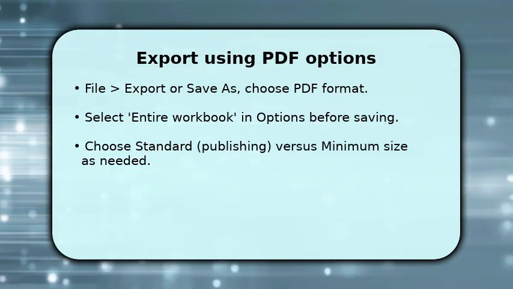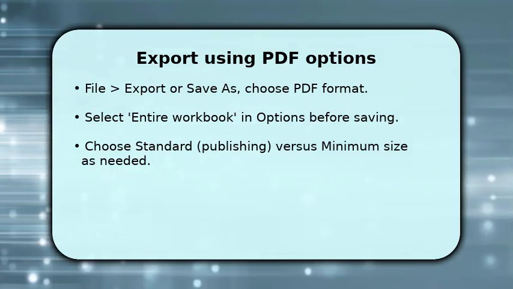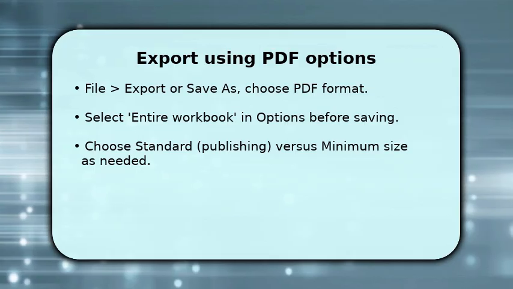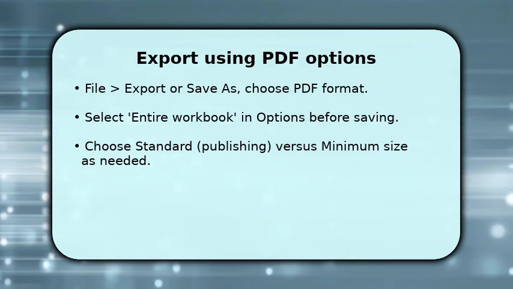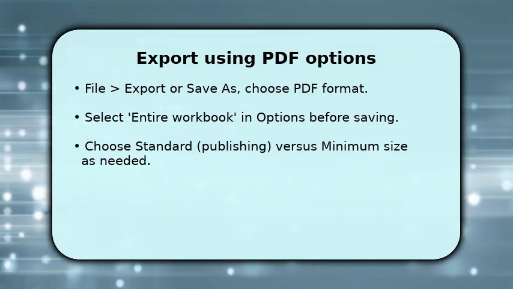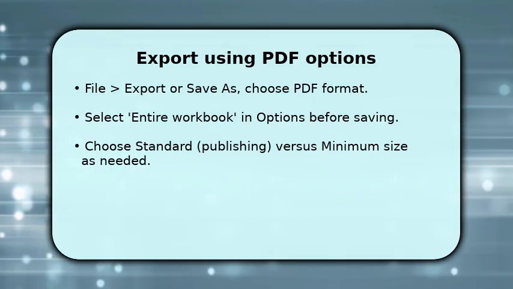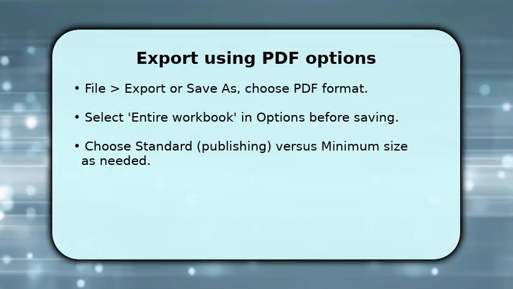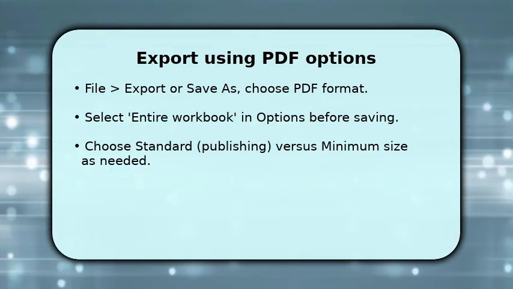Choose standard or minimum size depending on print quality versus file size, and check boxes for document properties and comments if needed. You can also check Open File after publishing to review immediately. Once configured, click Publish or Save to create the PDF of the whole workbook.